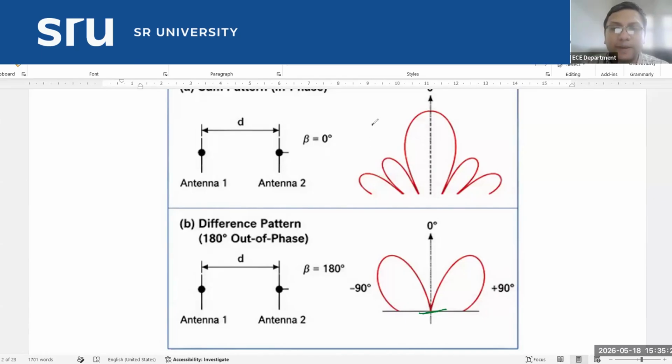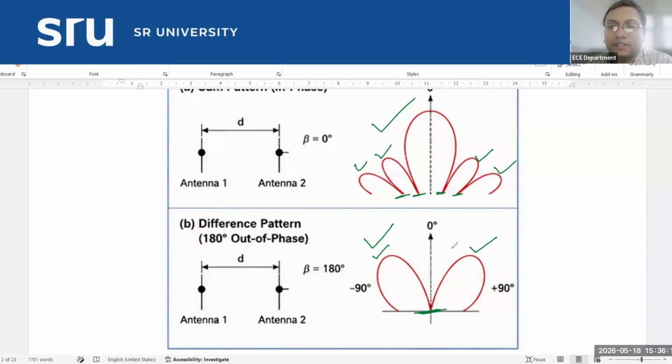So this pattern is called sum pattern. This pattern is called difference pattern. You can see that in the sum pattern, there is one main lobe, and along with that, there are some side lobes as well. In between main lobe and side lobe, there could be nulls. But this null will never occur in the main line of sight or bore sight. However, in difference pattern, this null will be created in the bore sight itself, and on either side of this null, there could be high gain lobes.